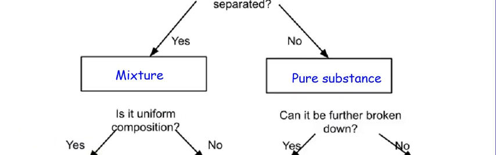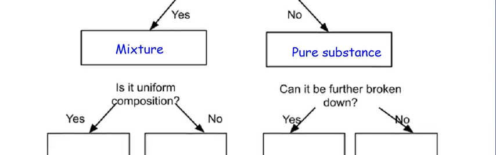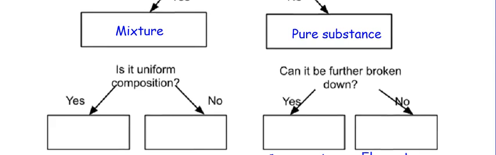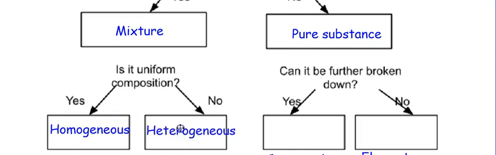And then what? Is the mixture uniform in composition? What does that mean? Well, is it the same throughout? Well, what did we say if it's the same throughout? Then it is homogeneous. What if it's not the same? That's your chunky stuff, all right? That's your heterogeneous. And what if your pure substance can't be broken down further? If it can, that's your compound, and if it can't be, then that's your element.